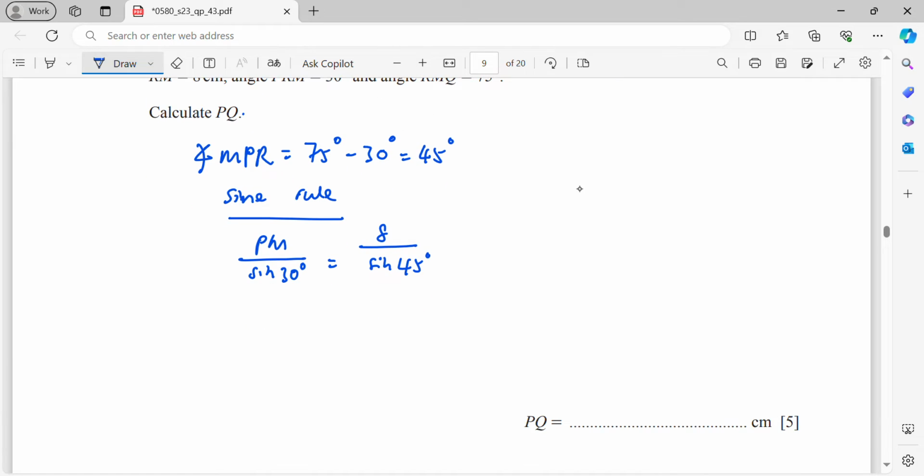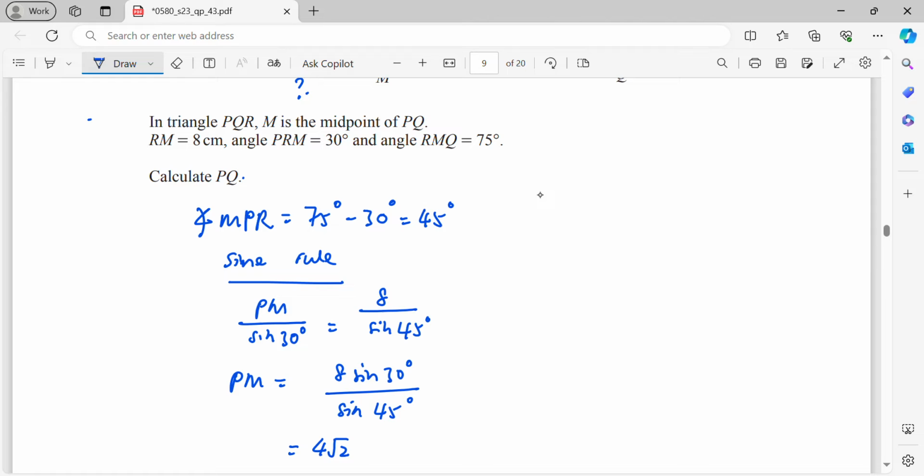Okay, then from here my PM will be 8 sine 30 degrees divided by sine 45 degrees. So then you will be getting 4 square root 2. Okay, but then the question is asking for PQ.